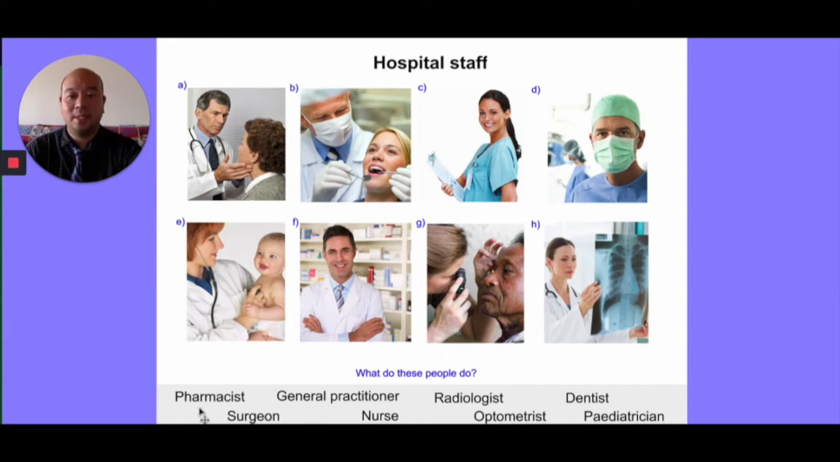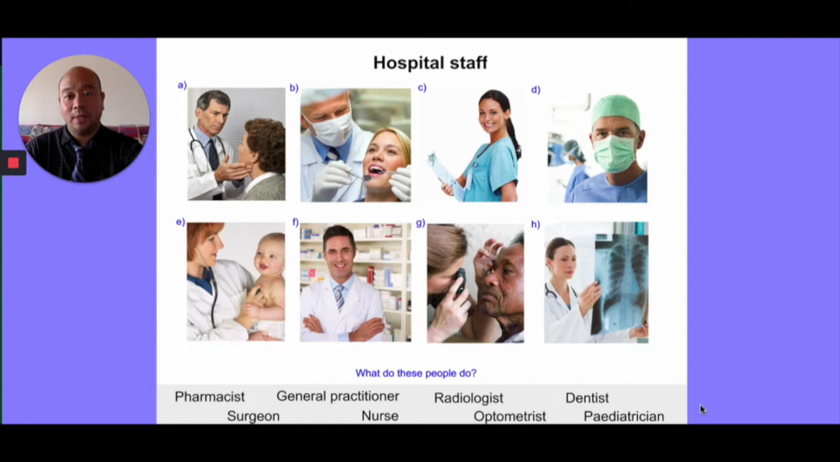Starting from the left-hand side, this is a pharmacist. Surgeon. General practitioner. Nurse. Radiologist. Optometrist. Dentist. Pediatrician. Okay, so these are the different hospital staff.